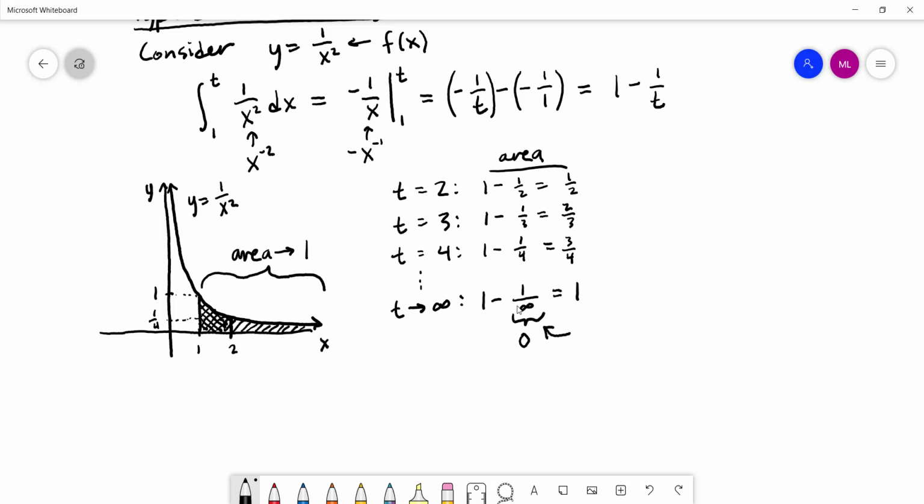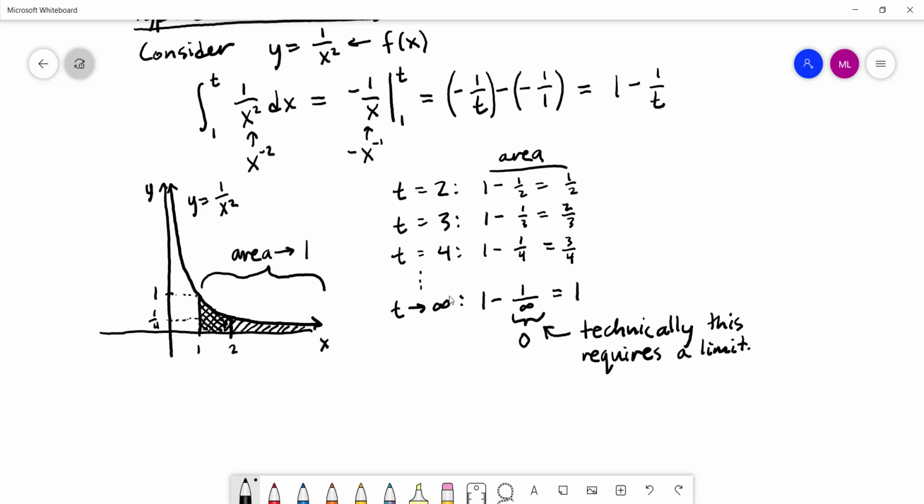I can make this as small as I want by making the value of t as large as I want. I can make it arbitrarily small, arbitrarily close to 0. But technically, this requires a limit. And so that's going to be our approach. We're going to involve limits. That's how we'll deal with this type of problem.